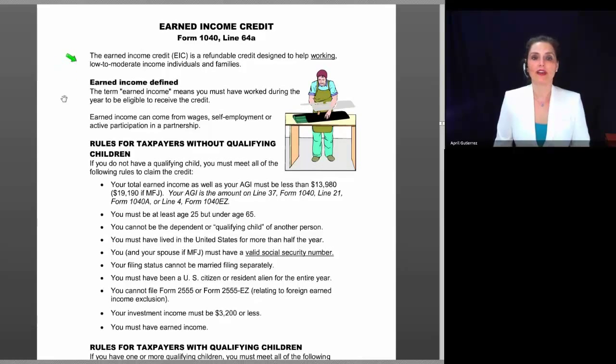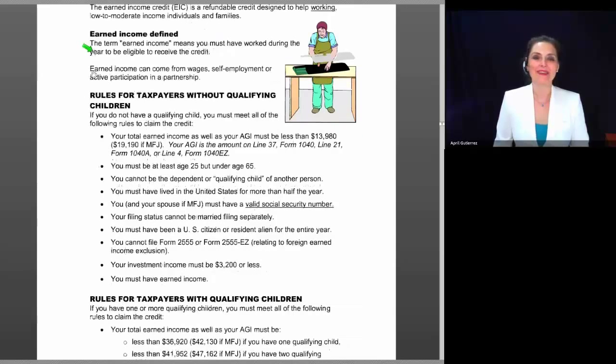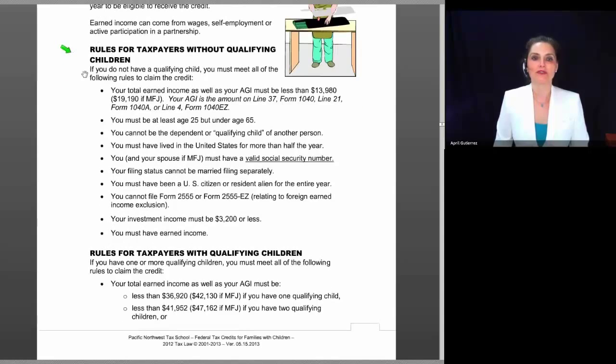So the earned income credit is a refundable credit that is designed to help working low-income to moderate-income individuals and families. We have earned income in the title of it, right? Earned income credit. And the term earned income means you must have worked during the year to be eligible for the credit. You have to have earned your living by working in the form of wage income, self-employment, or active participation in a partnership. There are rules for taxpayers who do not have qualifying children, and there are separate rules for taxpayers who do have qualifying children.